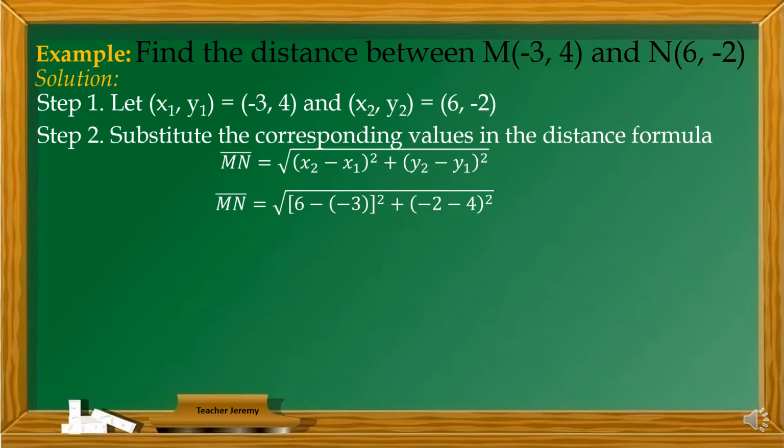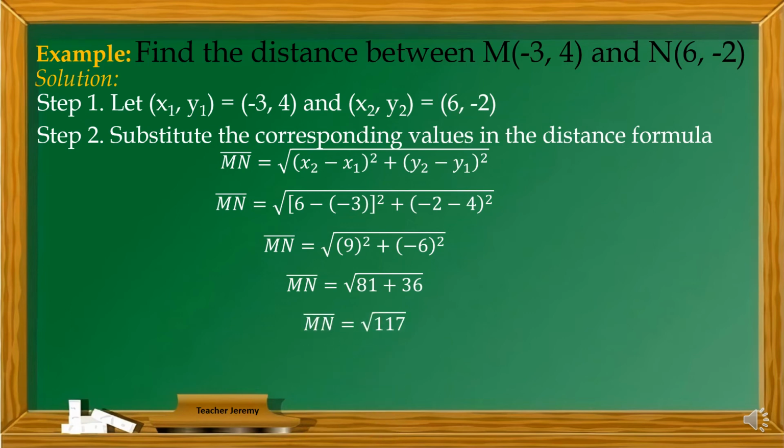And then you are going to simplify your answer inside the radical symbol. So we have 6 minus negative 3, positive 9. Negative 2 minus 4, negative 6. So we have 9 squared plus negative 6 squared. Next, simplify. 9 squared is 81. Then, negative 6 squared is 36. After that, you can now add 81 and 36. So, the answer is 117.